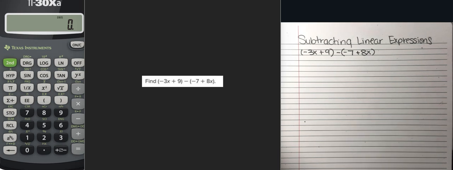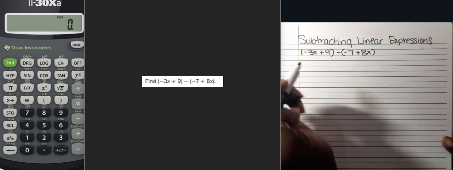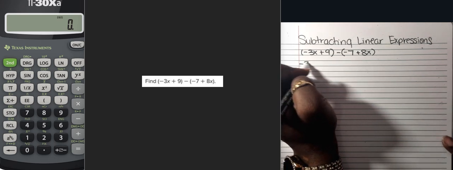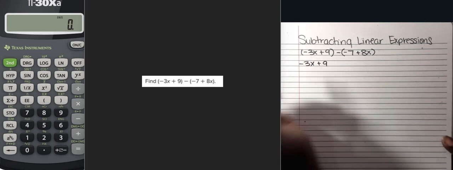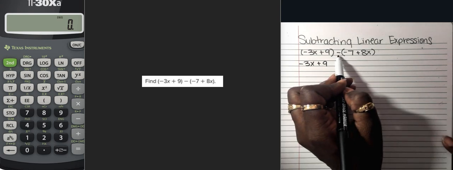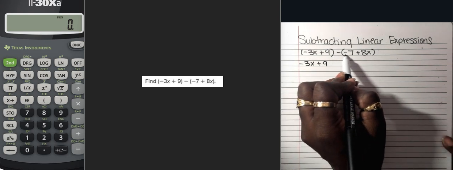All right, so we are working on another example where we're going to subtract linear expressions. So the first thing that we want to do is remember we want to remove everything from our parentheses. So we have minus 3x plus 9. And then over here we have our double sign. So let's see what happens here.